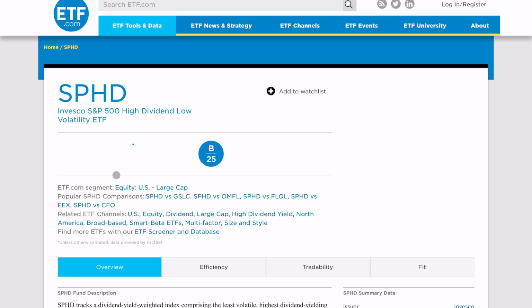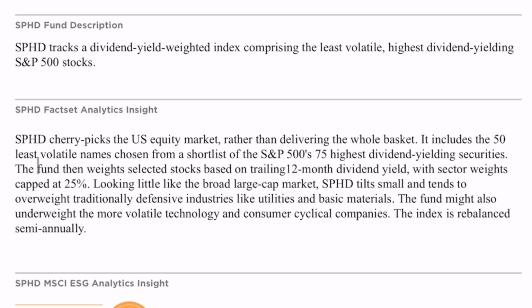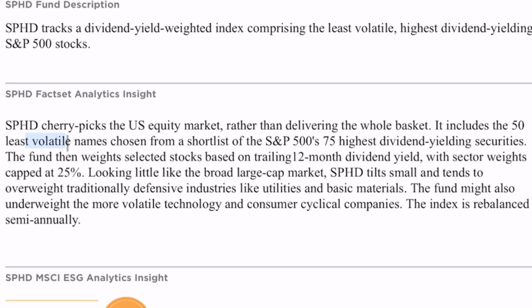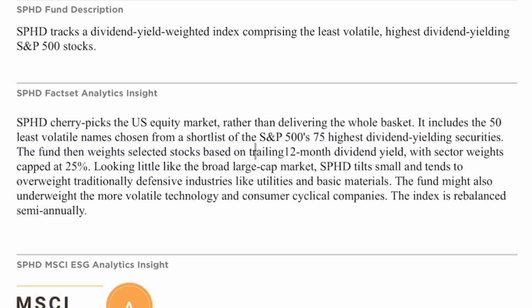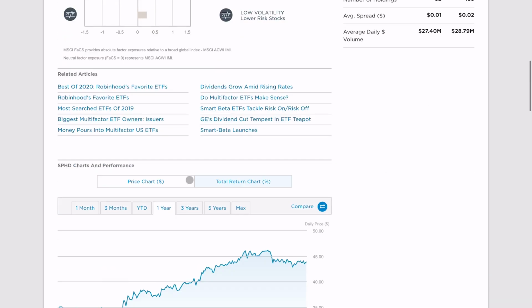Now, in my opinion, another low volatility, in quotation marks, ETF that is not low volatility at all is SPHD. As we saw in the list a little while ago, it is one of the most popular low volatility ETFs, and this is how it works. So SPHD cherry picks the US equity market rather than delivering the whole basket. It includes the 50 least volatile names chosen from a short list of the S&P 500's 75 highest dividend yielding securities. The fund then weighs selected stocks based on a trailing 12 months dividend yield with sector weights capped at 25%. So that's the basics on how this fund operates and its selection methodology, and it sounds good on the surface, but the reality is a little bit different.